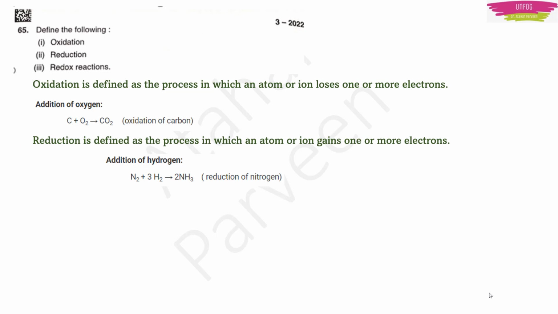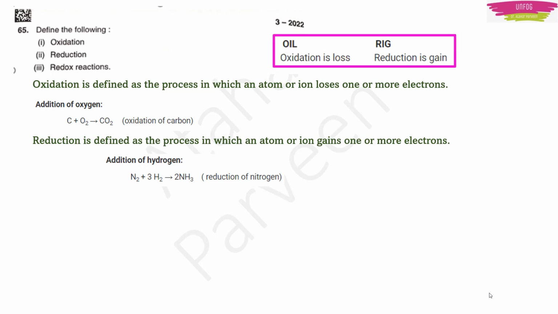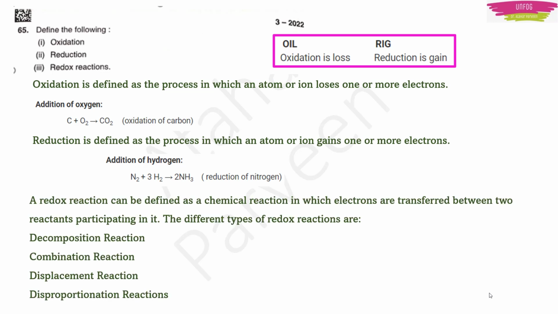So the summary of this is that oxidation means there is loss of electrons. Reduction means there is gain of electrons. There is a simple mnemonic to remember this also. OIL RIG. OIL means oxidation is loss. RIG means reduction is gain. Just to remember this. Okay. Then what are redox reactions? A redox reaction can be defined as a chemical reaction in which electrons are transferred between two reactants which are participating in that chemical reaction.